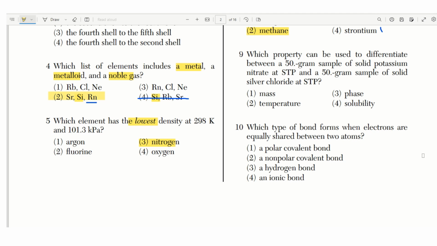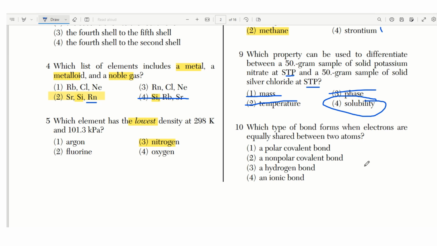Which property can be used to differentiate between a 50-gram sample of solid potassium nitrate at STP and a 50-gram sample of solid silver chloride at STP? Well, they have the same mass. Get rid of it. They are both solids. Phase, can't use that, right? They're both at STP, which means they're at the same temperature and same pressure. So the only thing I could use to differentiate them according to this list is solubility.